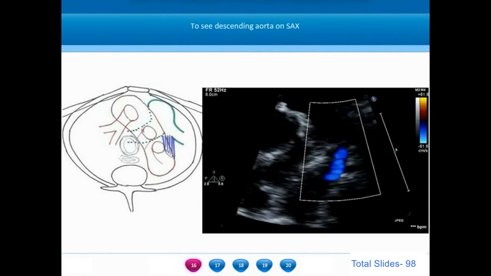It connects the pulmonary artery bifurcation to the descending thoracic aorta. Since this PDA is a very hypertensive PDA, with pulmonary artery pressures more than the aortic pressures, we are able to see a continuous flow from the pulmonary artery into the descending aorta.